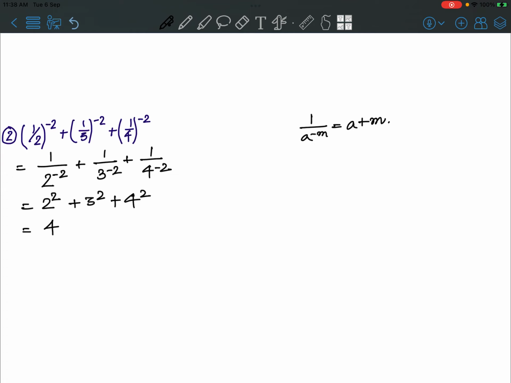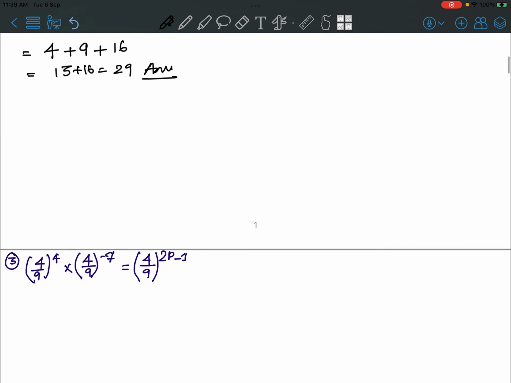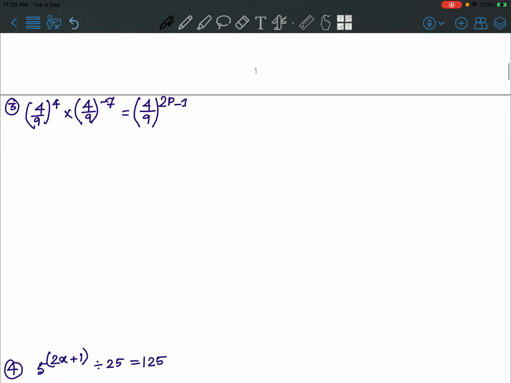Then 2 square equals 4, 3 square equals 9 and 4 square equals 16. Then 9 plus 4 equals 13, plus 16 equals 29. This is the answer. These are very easy problems, because these are the 10th grade or 8th grade problems that were asked in the Olympiad examinations. Now we are going to go for the third problem.